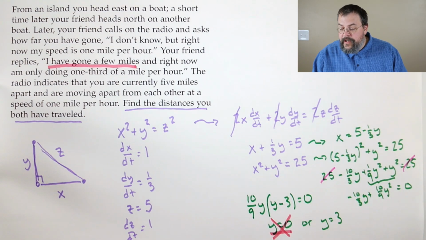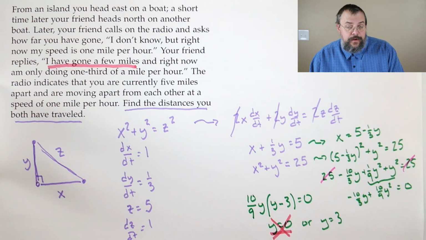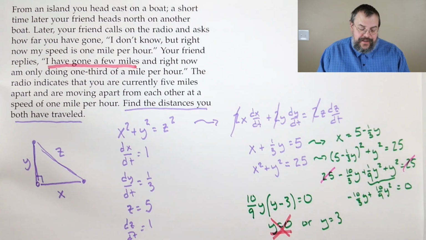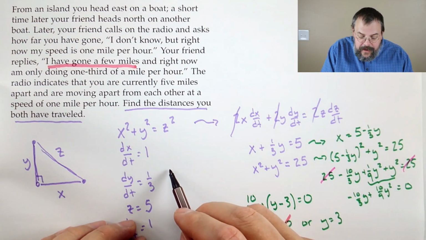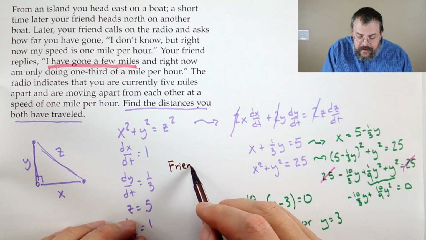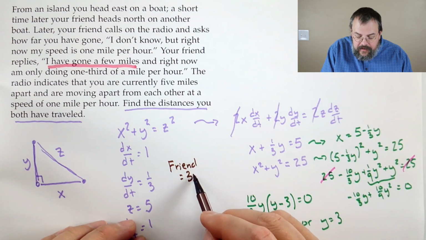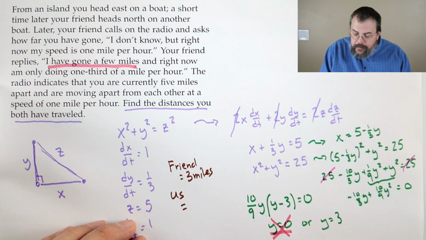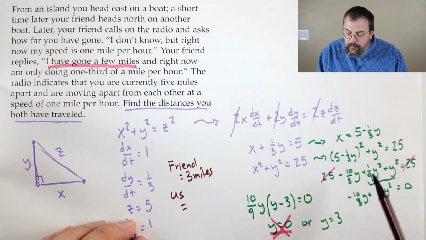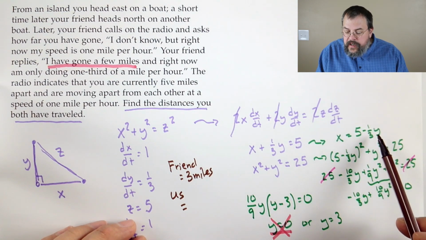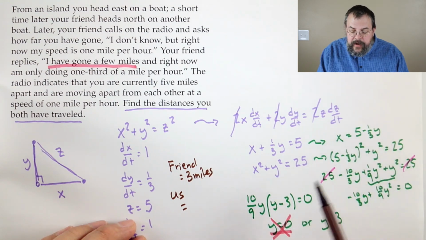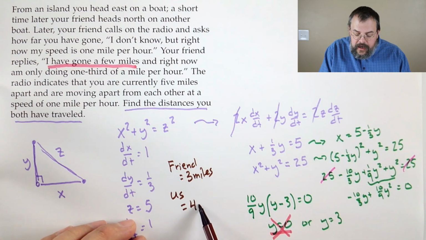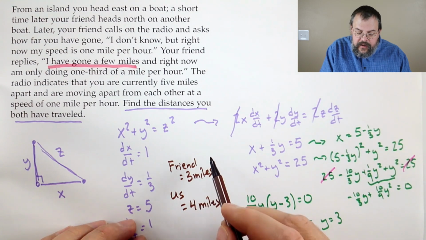So, how far has your friend gone? The answer is 3. 3 what? 3 miles. So our friend is going to be 3 miles, which means us will be what? Well, that's our x. We plug in y equals 3. A third times 3 is 1. 5 minus 1 is 4. So we have gone 4 miles.